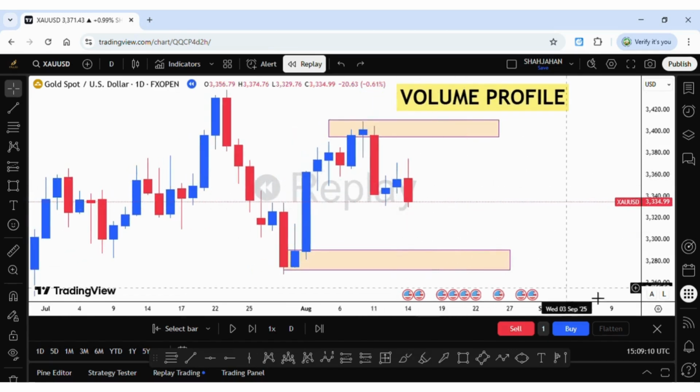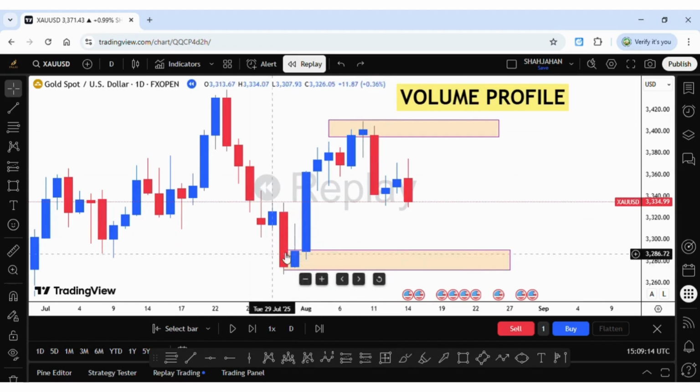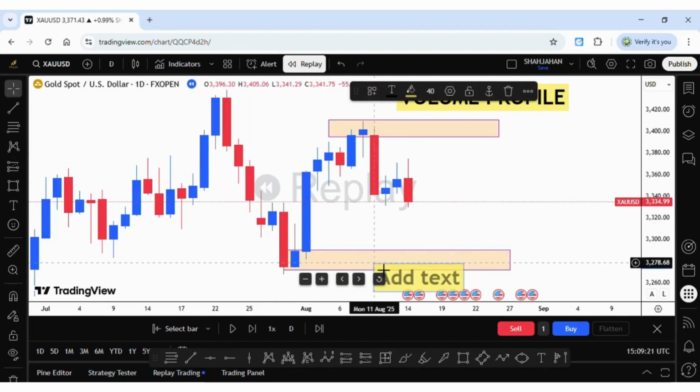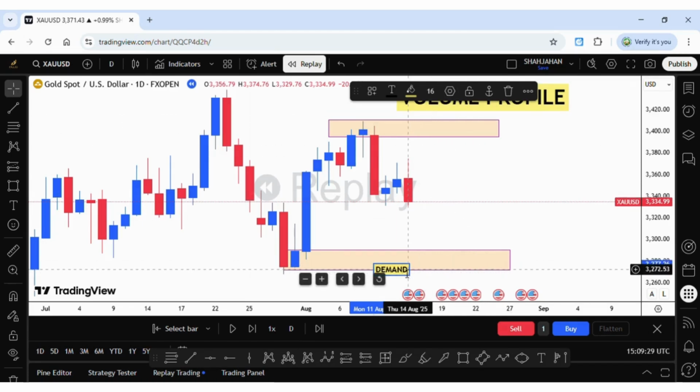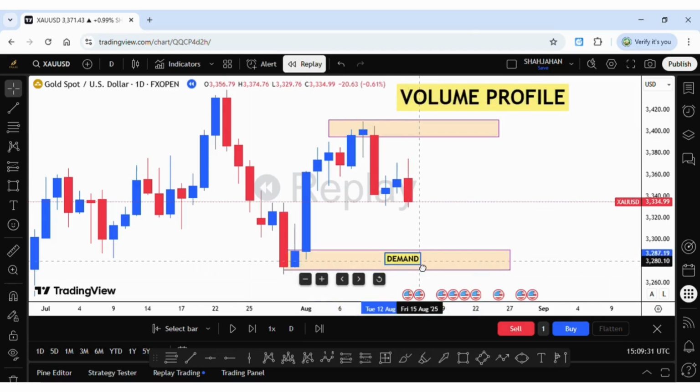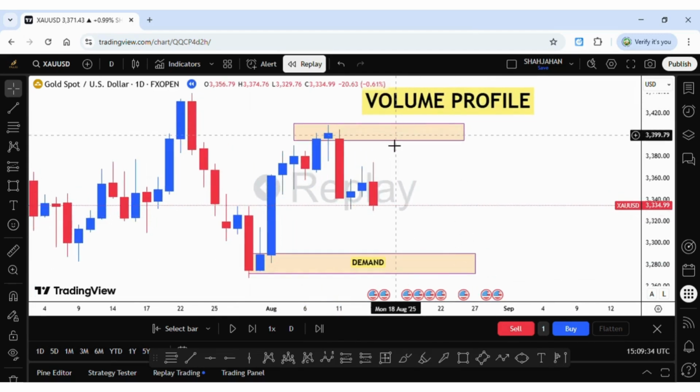So if you focus on the chart, we have the last order block here. This is our demand. You can see the demand here, and this is our supply.